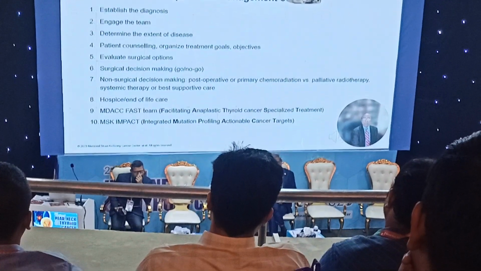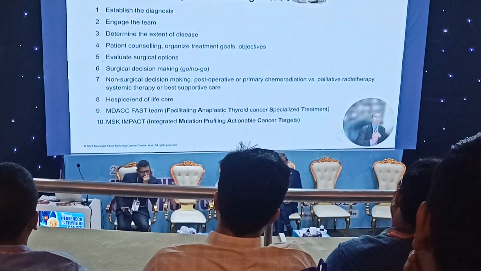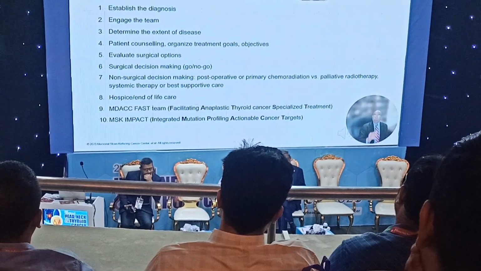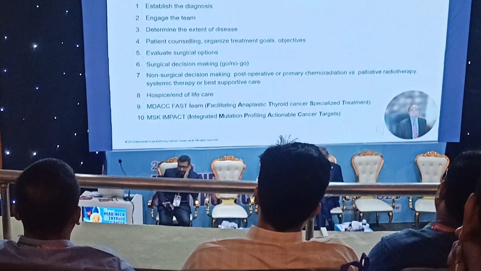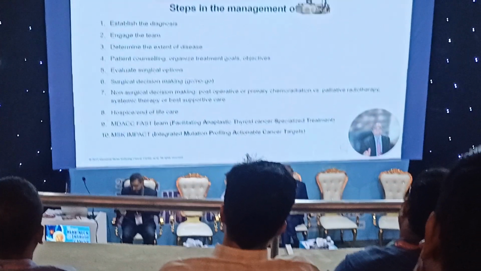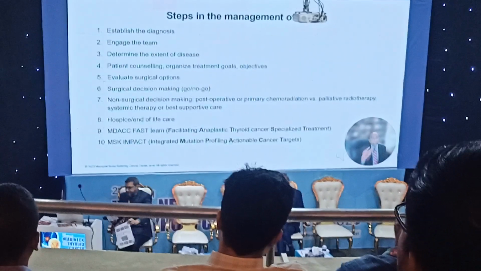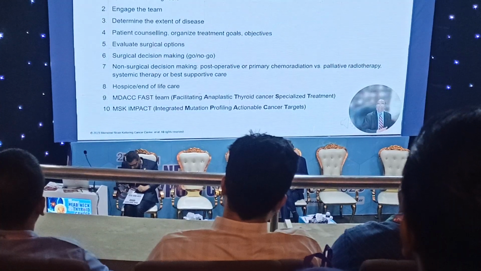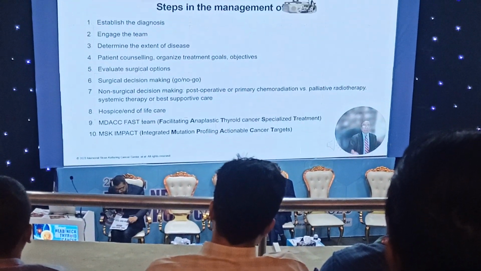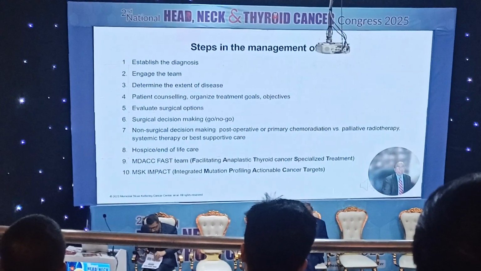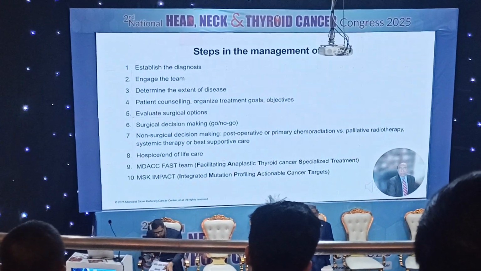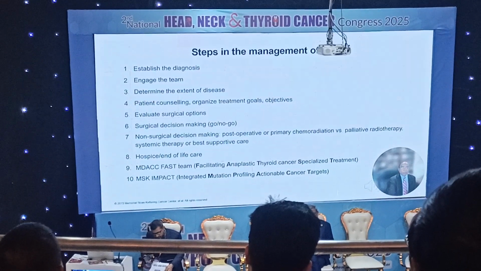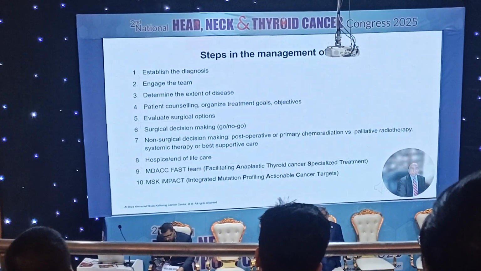Determine the extent of the disease. The surgeon's role is to evaluate the extent of the disease and, more importantly, to make a decision: is there a role for surgery today or in the beginning? The majority of these patients come with advanced disease, locally advanced disease or distant metastasis, and are not candidates for surgical intervention. Evaluate the surgical options, surgical decision making, the simple question: to go or not to go. That's the decision that the surgeon has to make.